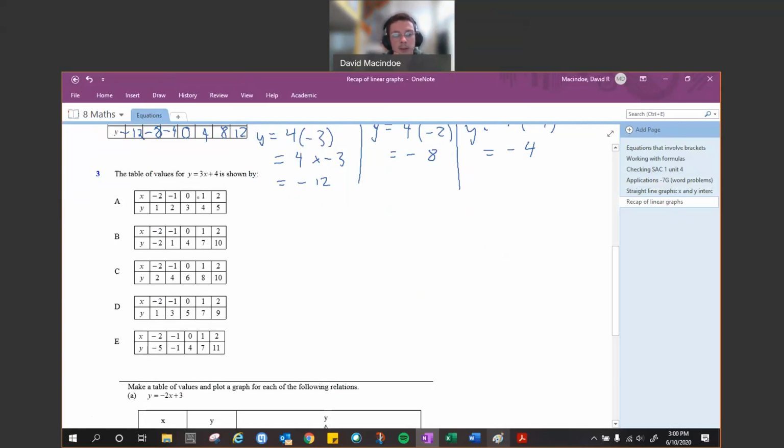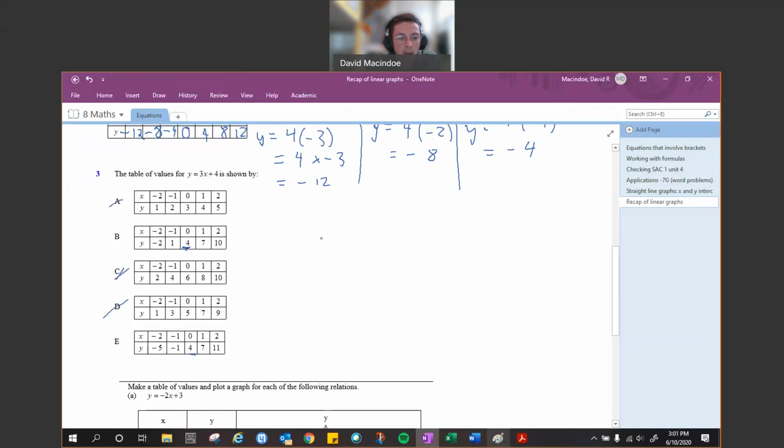Probably what I would do first is 0 is a really easy number to work with, right? If I substitute in 0 for x, then that 3 is just going to go away, right? Anything multiplied by 0 is 0. So we get y equals 4. So we've got to have 4 in this box. So we've got two options there. So we know it's not this one, not this one, not this one.